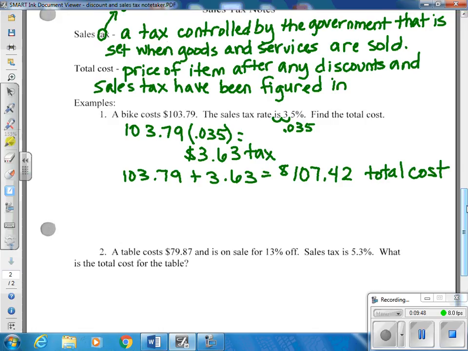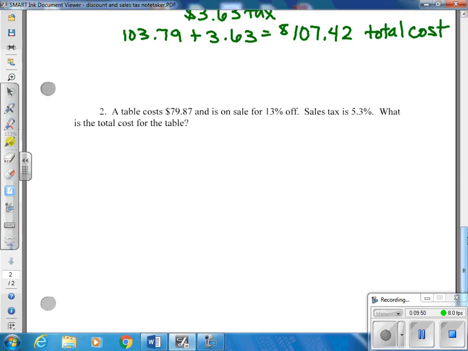All right, so for number 2, if you look at what we've got, we've got everything thrown in one problem together. A table costs $79.87 and is on sale for 13% off. Sales tax is 5.3%. What is the total cost for the table? So something is on sale and you've got taxes all at the same time. So we have 4 steps to this problem, and you have to start with the discount first.